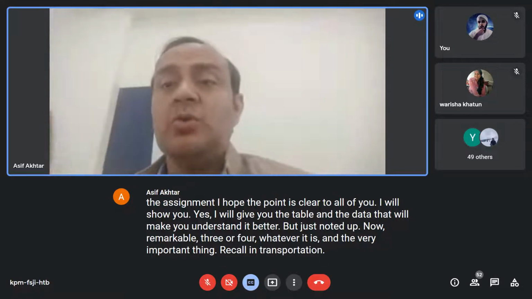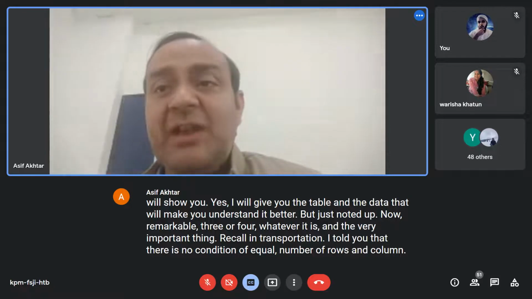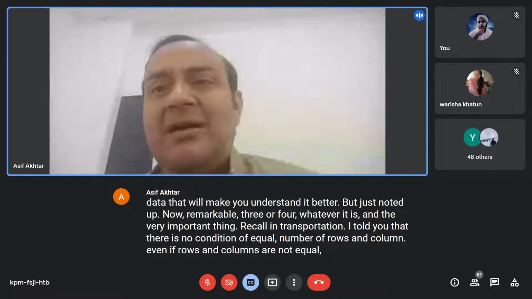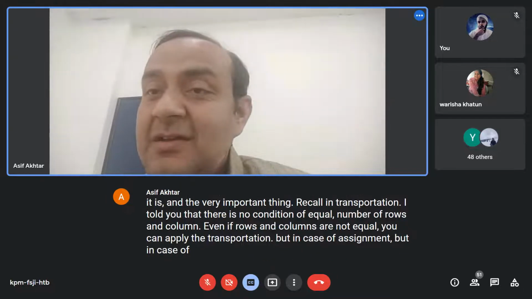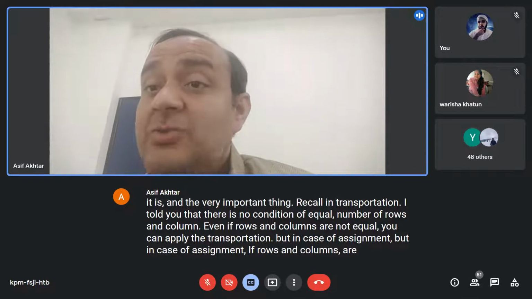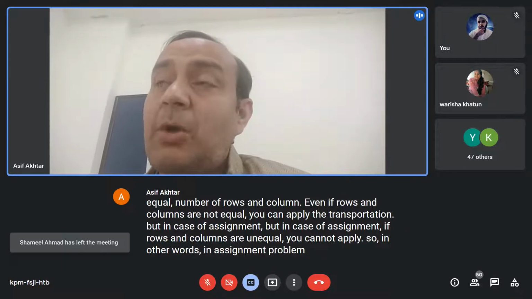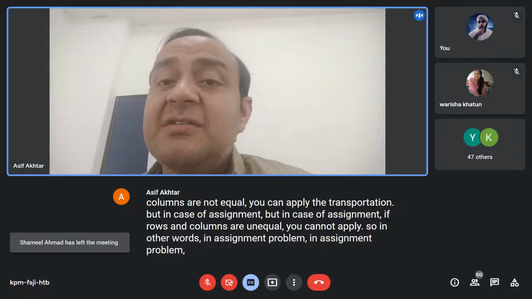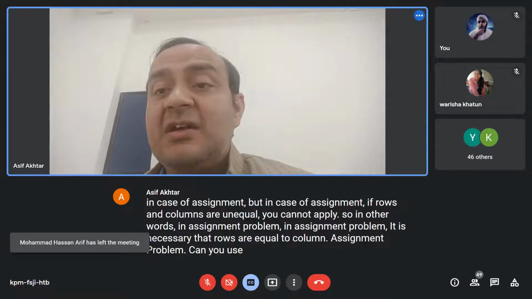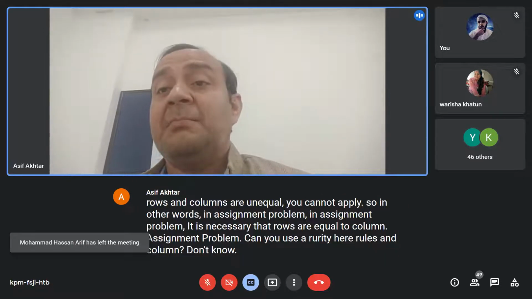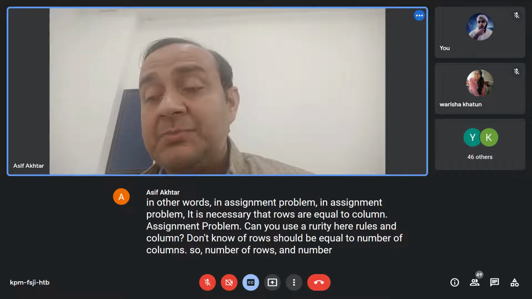Recall in transportation, I told you that there is no condition of an equal number of rows and columns. Even if rows and columns are not equal, you can apply the transportation. But in case of assignment, if rows and columns are unequal, you cannot apply assignment. So in other words, in an assignment problem it is necessary that rows are equal to columns. ये assignment problem के लिए ये जरूरी है कि rows and column दोनों बराबर हों आपस में. The number of rows should be equal to the number of columns.